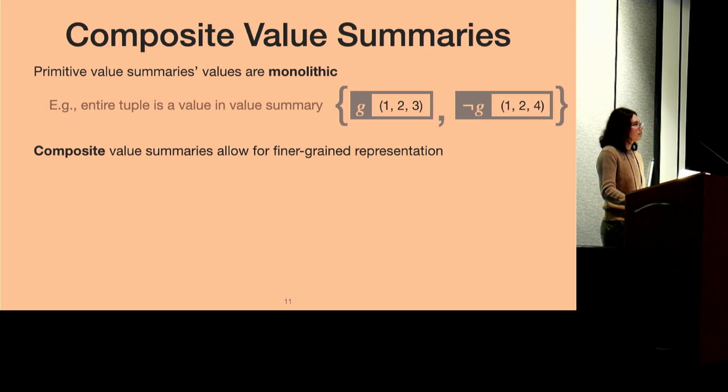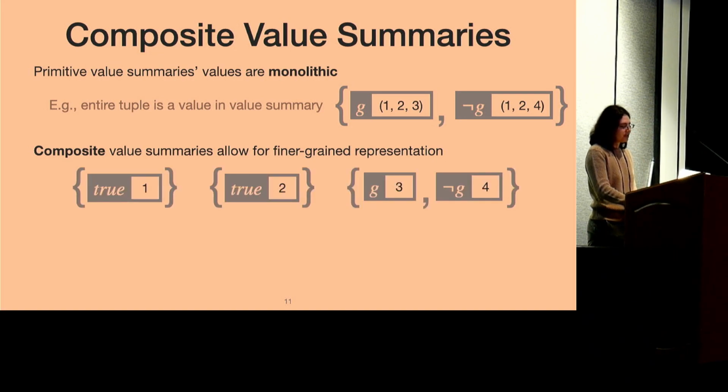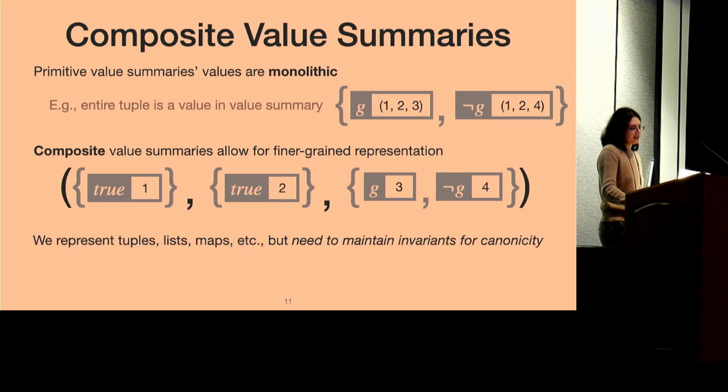So for every component in the tuple, we can then have a separate value summary, like this, and then the composite value summary for the tuple is a tuple of these. We can do this kind of thing and represent using composite value summaries not only tuples, but also lists, maps, and other composite data structures.